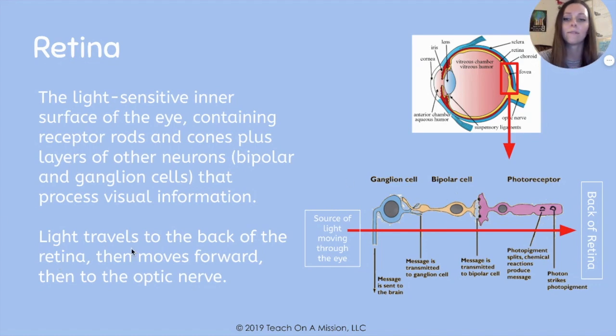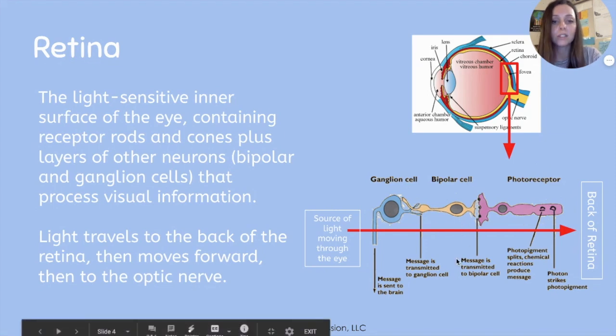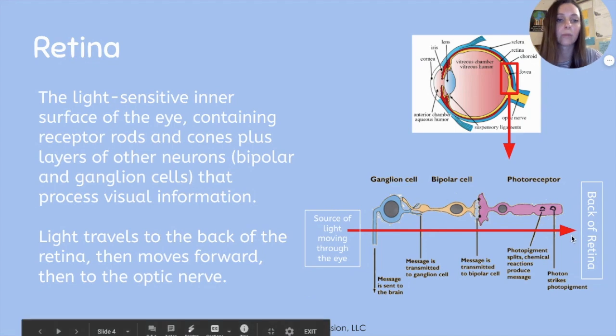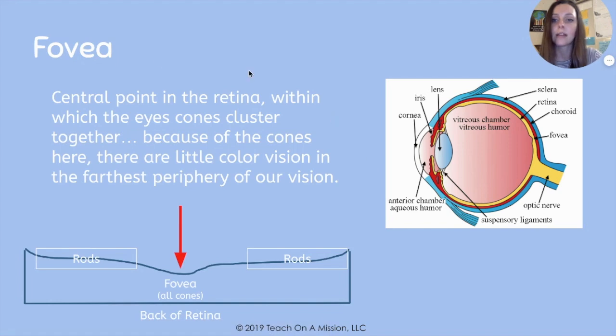Light travels to the back of the retina first. So it's going to hit those rods and cones first, which are your photoreceptors. It's going to go all the way to those first, and then it's going to move forward to then hit the bipolar cells and the ganglion cells, and then those ganglion cells move that message to the optic nerve, and that takes it off to the brain. So it hits the back of the retina first and then works its way forward. The fovea, like we said, is a central point of the retina within which the eye's cones cluster together.